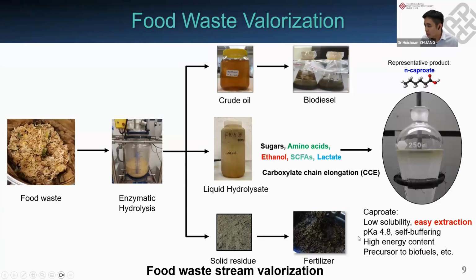Caproate has very interesting characteristics compared to other fermentation products like ethanol. Its solubility is very low, around 10 grams per liter, so it's very easy to extract from the mixed liquor. The pKa is also low, so it can self-buffer during the biological fermentation process. It is also a high energy content chemical, so it can be the precursor of biofuel or bioplastic.